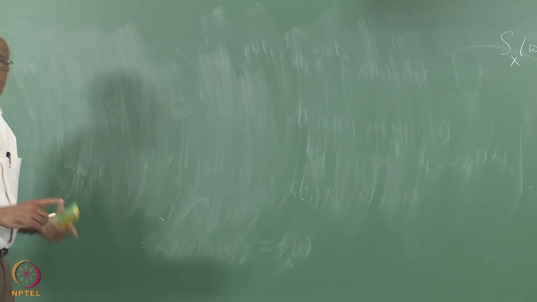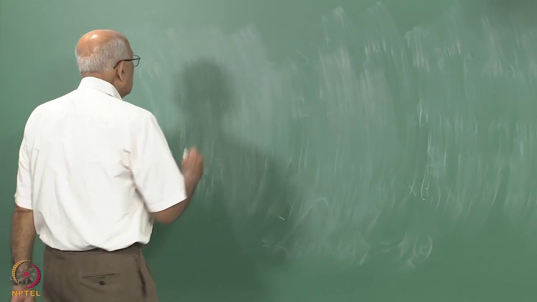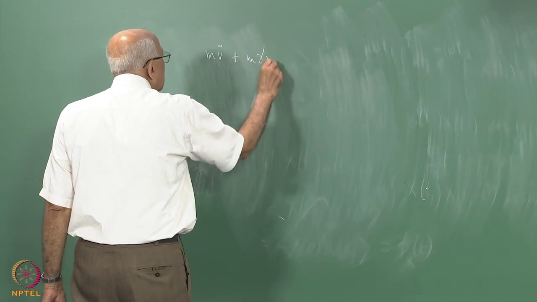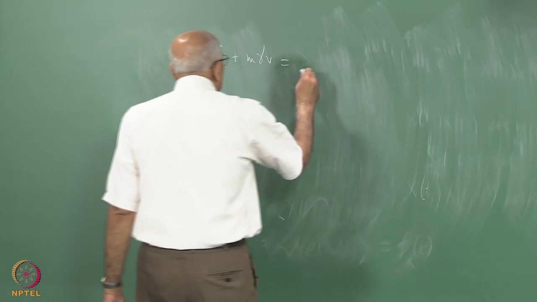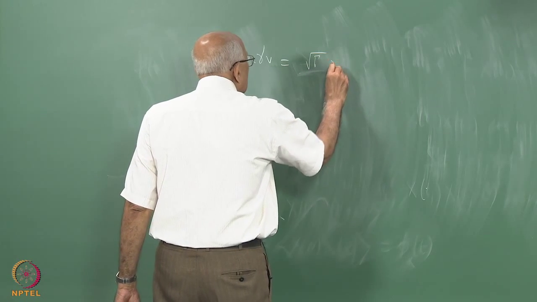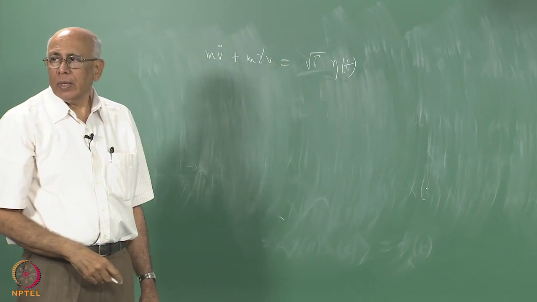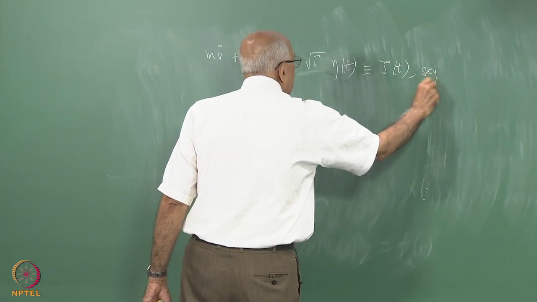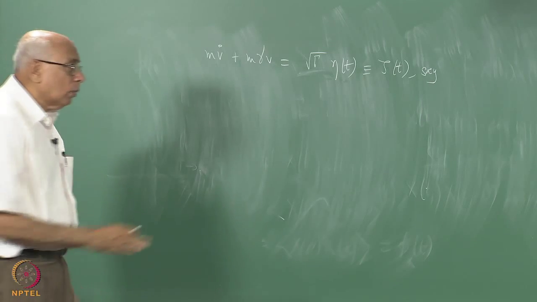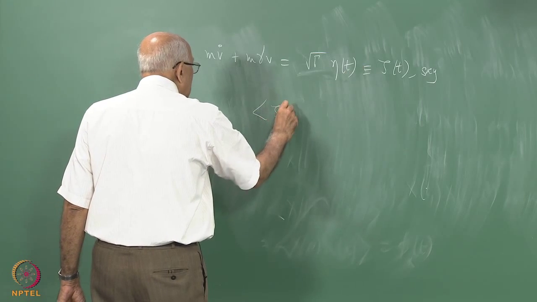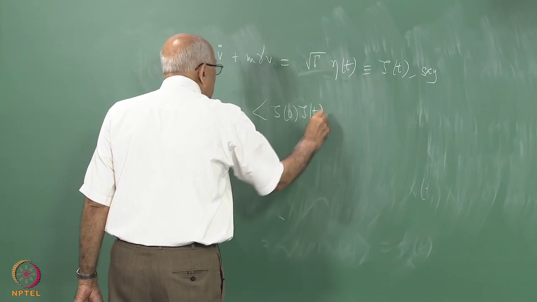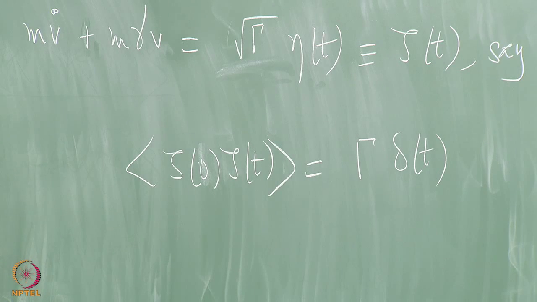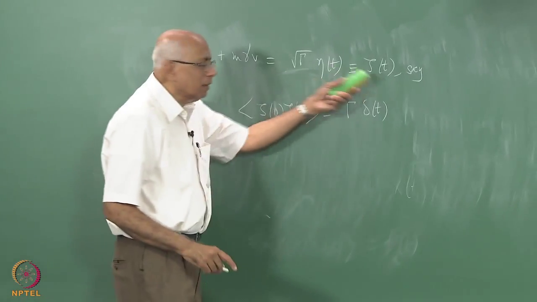So let's look at the Langevin particle, the particle that we talked about, with the Gaussian white noise. So if you recall, our equation was m v dot plus m gamma v, in the one component case, was equal to square root of capital gamma times eta of t, where this was a delta correlated Gaussian white noise. Okay, let's call this whole thing zeta of t. Then we know what the correlation of zeta of t is. Zeta of t is a zero mean process satisfying zeta of 0, zeta of t equal to capital gamma delta of t. It's delta correlated and I took the strength inside here.